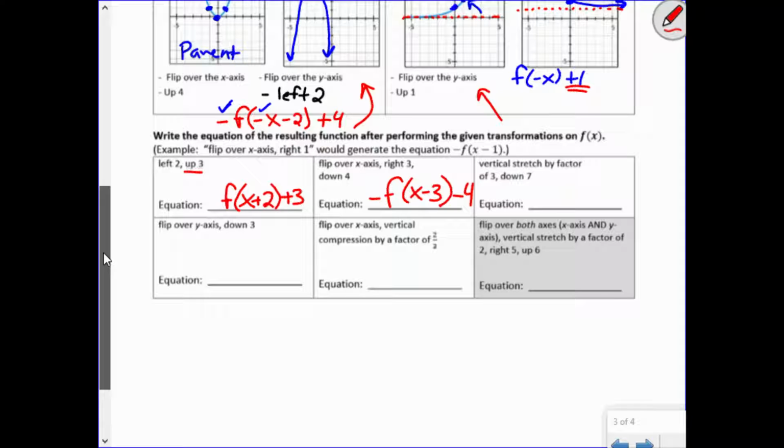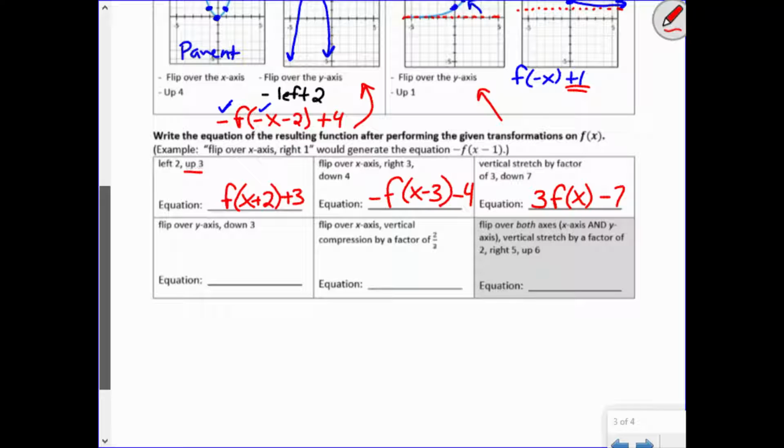The next one, we have a vertical stretch by a factor of 3, so when you are stretching, you're going to multiply the very, very front by that number that's greater than 1, which is right here. Looks like we're not going left or right, so you can just write x and stop there. So we are going down 7, so you can say minus 7.